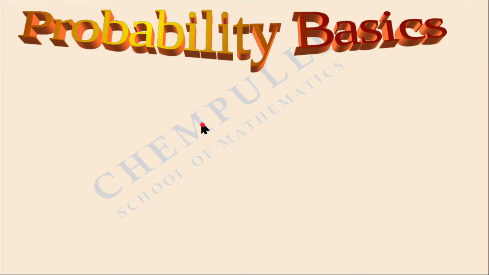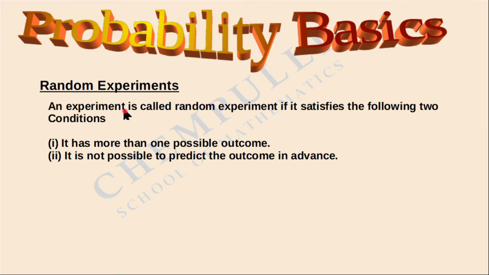We are going to learn the basics of probability. First one, random experiments. An experiment is called a random experiment if it satisfies the following two conditions. It has more than one possible outcome. It is not possible to predict the outcome in advance. That is, a random experiment is a type of experiment whose outcome we can't predict. That experiment is called a random experiment.